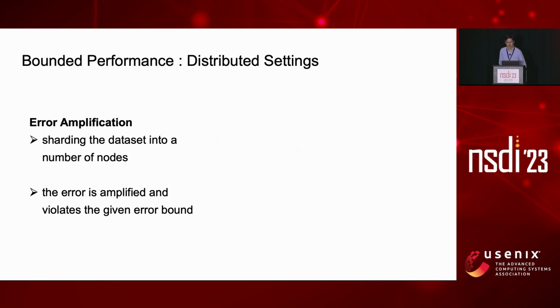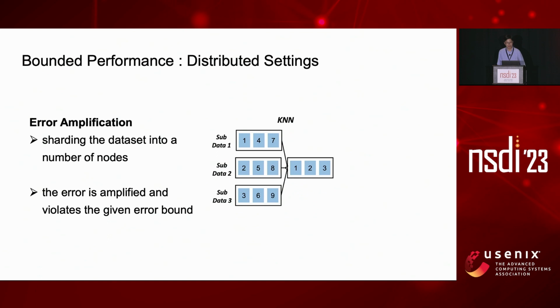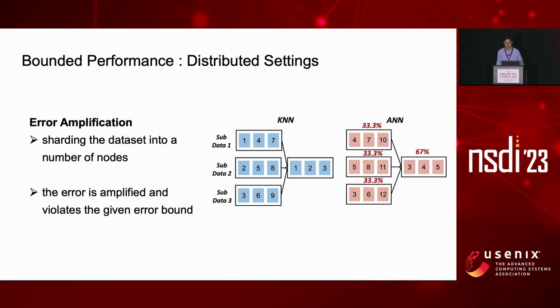The general method for distributed vector search is sharding the dataset into several loads, processing the vector search on different loads in parallel, and merging the intermediate results for each load. As shown in this figure, the dataset is sharded into 3 parts, and we can get the final exact top 3 nearest label vectors, number 1, number 2, and number 3, through the exact search. But when facing approximate vector search, as shown in the right figure, each load has an error of 33%. However, when merging the intermediate results, the error is amplified to 67%. Such error amplification may violate the global error bound.